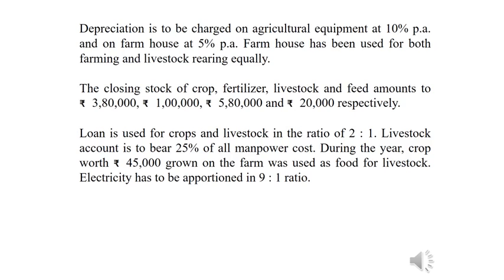Okay, livestock account is to bear 25% of all manpower cost. Manpower cost means workers' wages and manager's salary is given. That we call it as manpower cost, manpower expenses. So those manpower expenses have to be apportioned 25% to livestock category and 75% to crop category. 75 parts to crop category, 25 parts to livestock category. Manager's salary and workers' wages, both have to be apportioned in the 75:25 ratio.